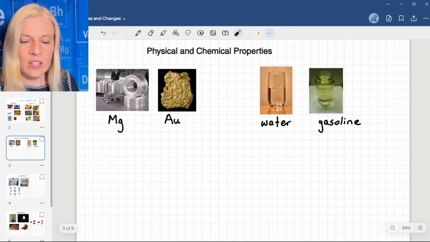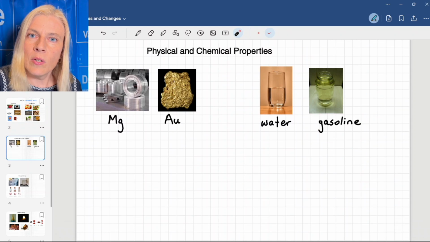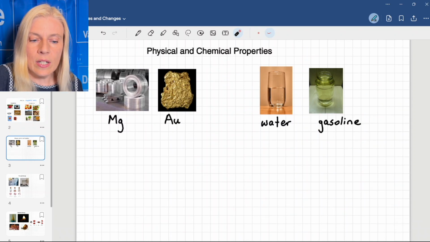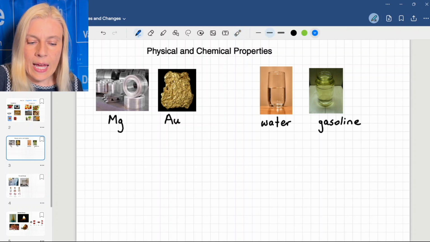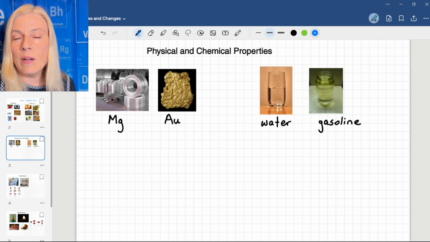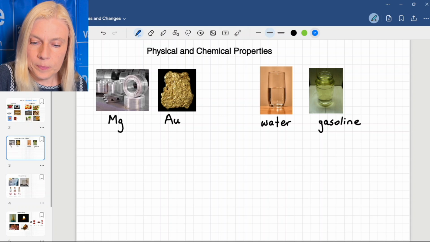Okay, so whenever we're going to talk also about matter, we're going to talk about properties of matter. And we're going to talk about different properties that help us distinguish matter. So here, let's use this example. If I give you a piece of metal and I ask you, is this metal magnesium or is this gold? How do you know if I gave you a piece of magnesium? How do you know if I gave you a piece of gold? What would you do?